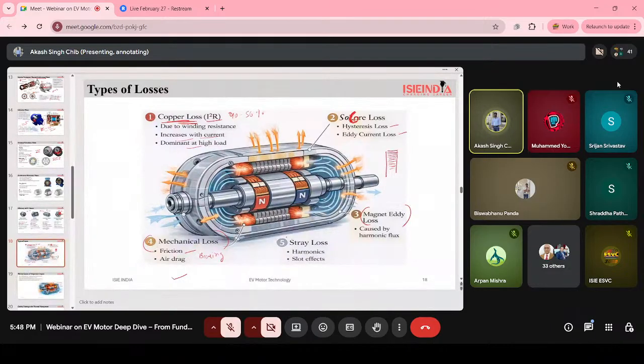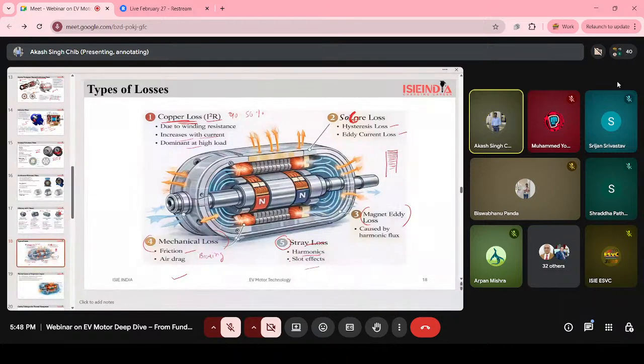Then the fifth one is our stray loss. Stray loss is nothing but some additional losses due to harmonics and slot effects. It is not easy to calculate exactly, but these are just additional losses, and that's why I put it here. So five types of losses we have discussed.